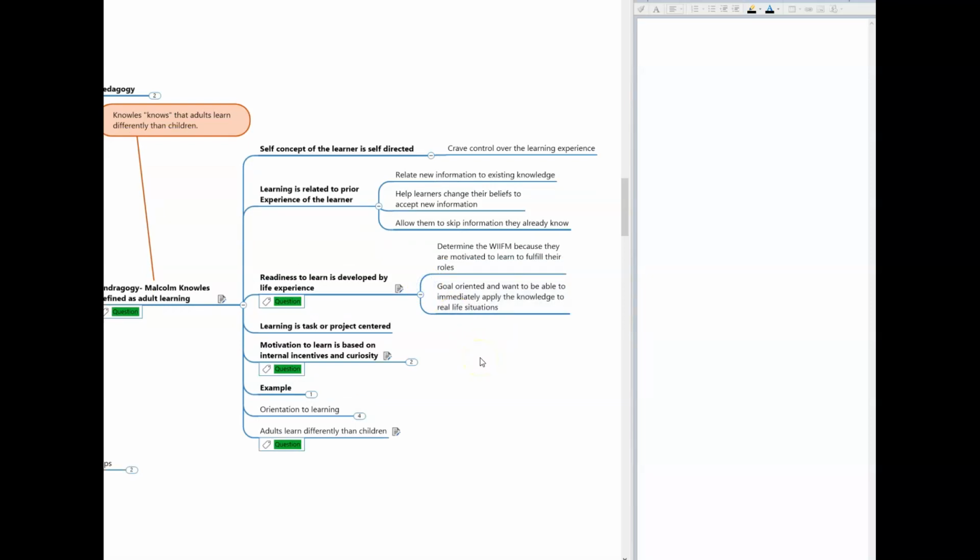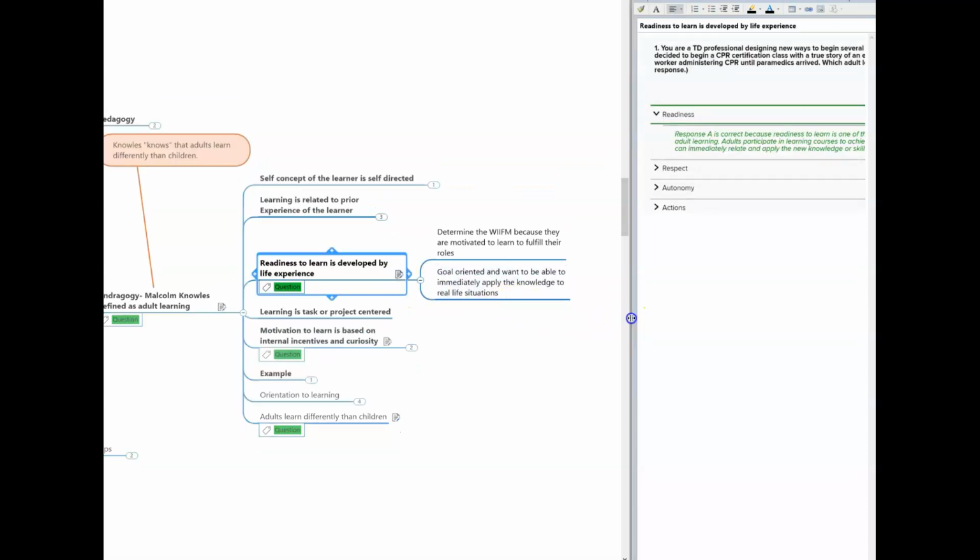Readiness to learn is developed by life experience. Determine the what's in it for me, because they're motivated to learn to fulfill their roles. Goal orientation: they want to be able to immediately apply the knowledge to real life situations. Question.